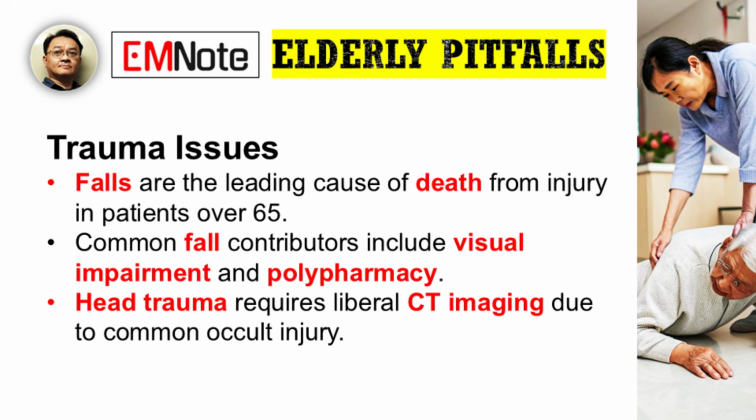So falls aren't just about broken bones. They're the top injury killer over 65. What things, besides just tripping, contribute to this high mortality? Why are they so complex? Well, it's often a mix of things. Visual impairment is a big one. Loss of sensation in the feet, peripheral sensation loss.